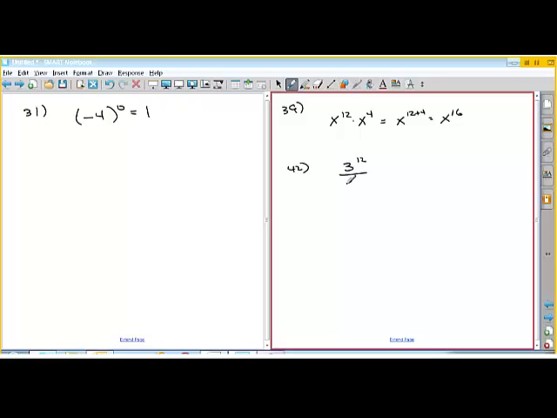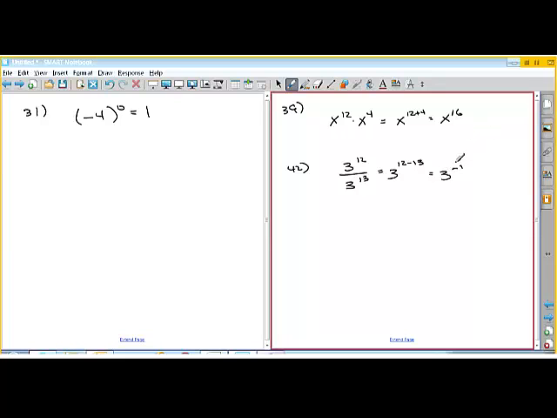Now 42 actually has a number. Again, we have the same base. So the rule says that if you have the quotient of two exponential numbers with the same base, it's going to have the same base in the answer. And you take the exponent in the numerator and you subtract the exponent that's in the denominator.